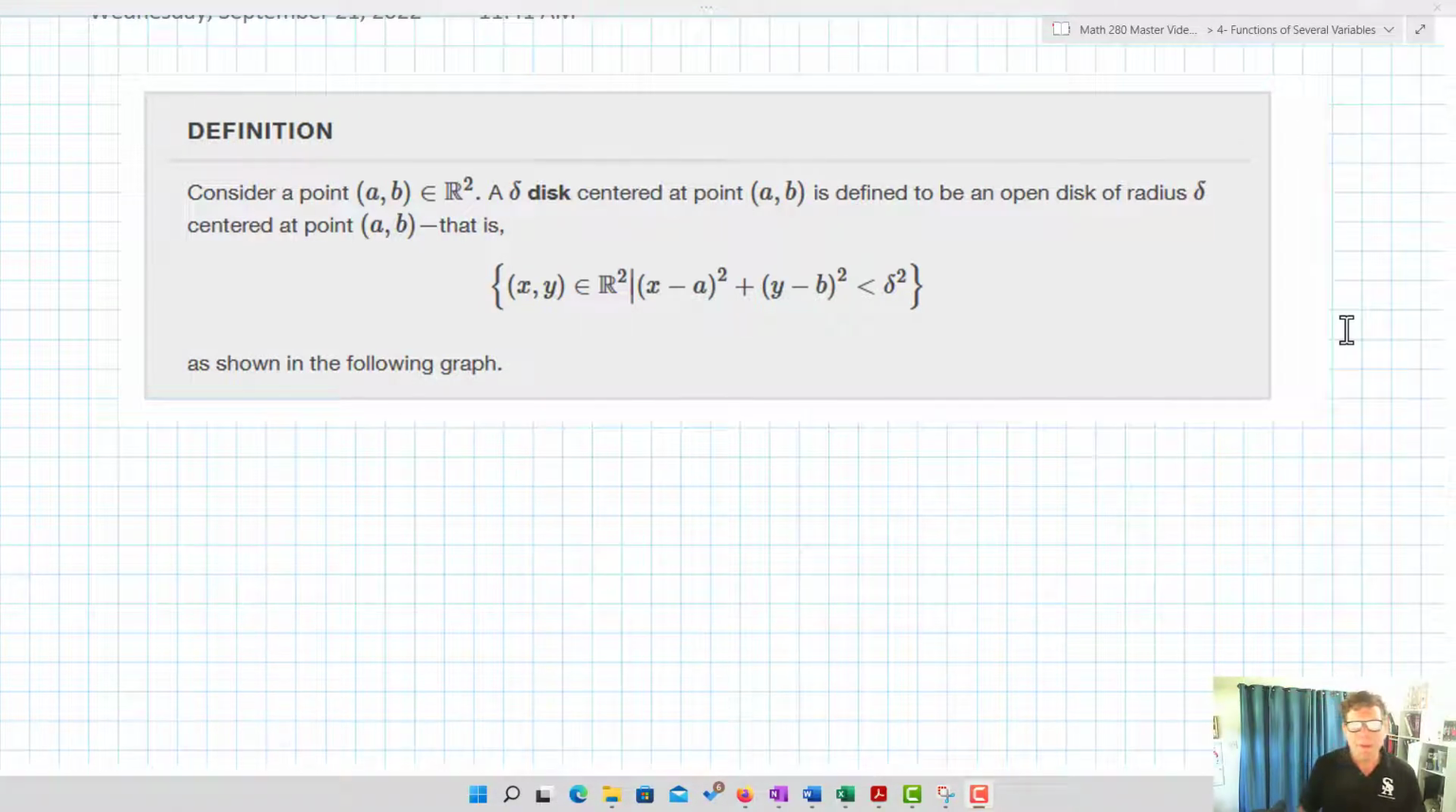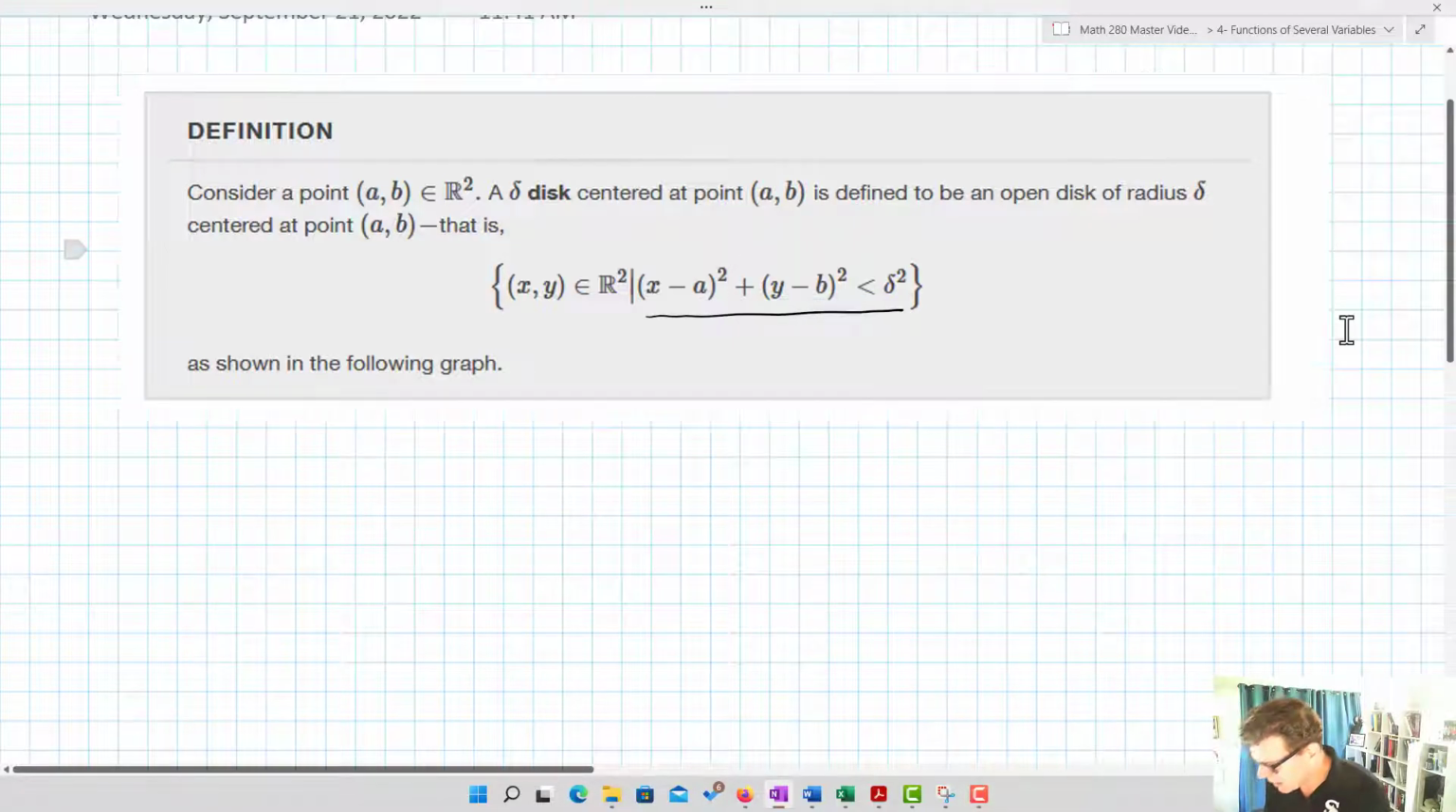What an open disk, or an open region, is, is a disk. We've got something that's centered at (a, b), and it's defined to be an open disk of radius delta centered at (a, b), and what we see here is something that looks like this. Now you'll notice that that's the equation for a circle.